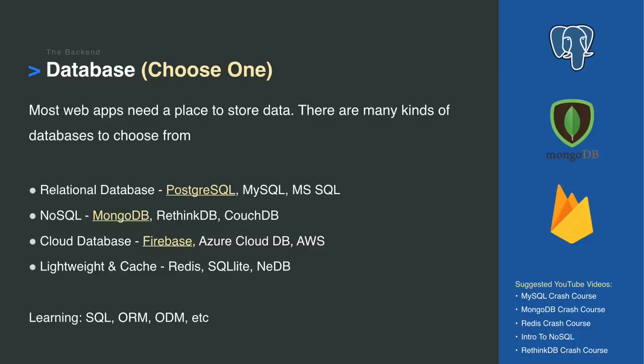So you also have cloud databases. Mongo Atlas is a cloud database, but Firebase is pretty cool. I really like it. I know some people say it's not that scalable or whatever, but I think it's great for smaller to medium-sized apps.